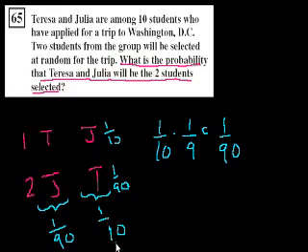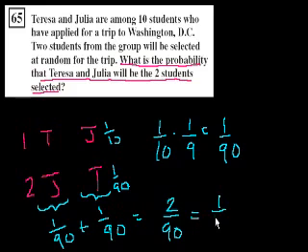And so what is the probability of either of these things happening, of this combination or this combination? Well, you just add them together, and you get 2 out of 90, which is equal to 1 out of 45, which is choice A. And I'm out of time.